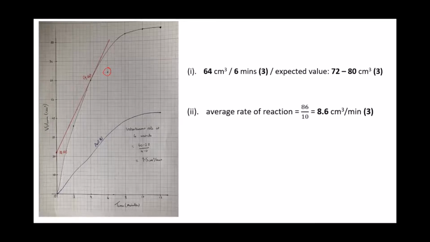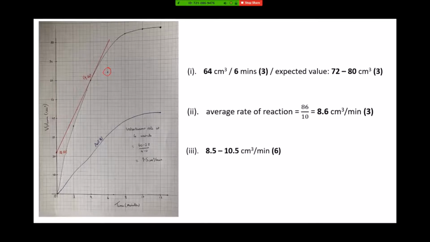The average rate then is 86 over 10, because the maximum amount of gas produced was 86 centimeters cubed, and that was reached after 10 minutes. Even though you can see the graph keeps going on until 12 minutes, the 86 centimeters cubed was reached after 10 minutes, so your average rate is 8.6 centimeters cubed per minute.